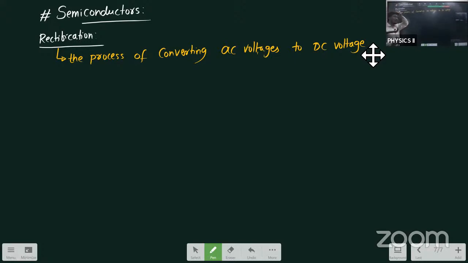How many types of rectifiers will we generally discuss in our syllabus? One is called a half wave rectifier, the other one is called a full wave rectifier. Listen carefully in this class. Definitely you may get this question because it was previously asked in your main examination. What is half wave and full wave rectifier? The process of converting AC voltage to DC voltage is called rectification, and the device used for this process is called a rectifier. Now let us discuss the first one, that is called a half wave rectifier.